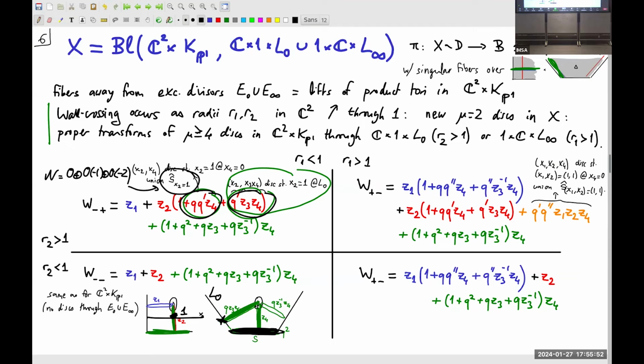The slightly new thing that happens is this term here in orange. So this term in orange, oh, that should be plus plus, sorry. That term that only exists in orange is actually the proper transform of something that had Maslov index 6, if I'm counting correctly.